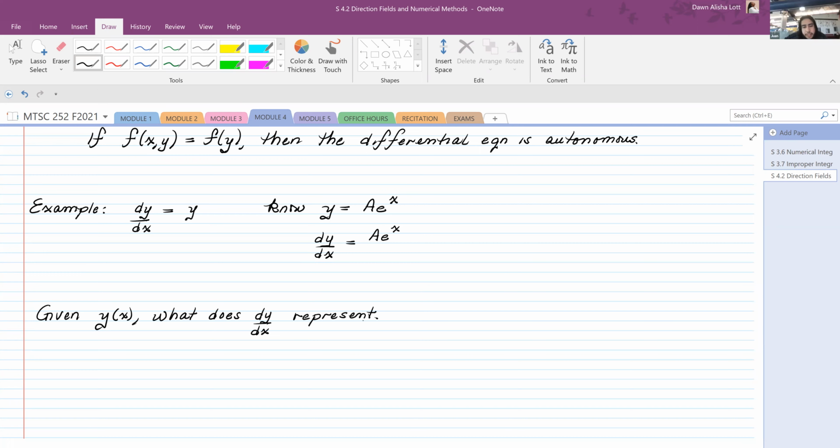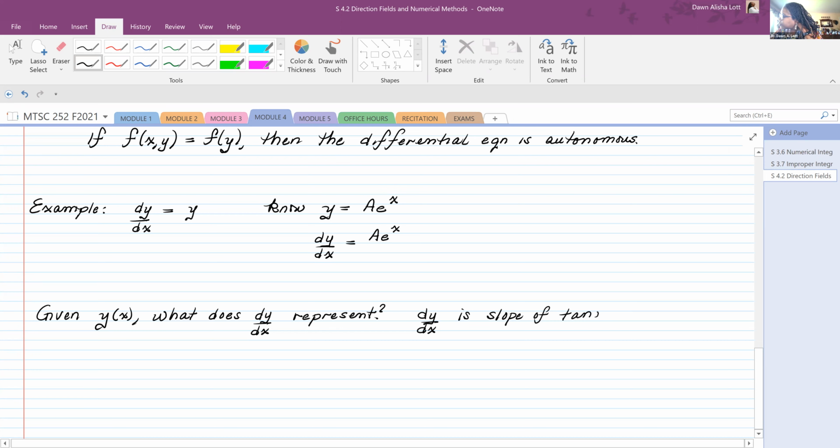Would that just simply be like a slope or change? That is the slope. Good. All right, so dy dx is the slope. So that is the slope of y, or the slope of the tangent line to the curve y of x. So dy dx represents the slope.